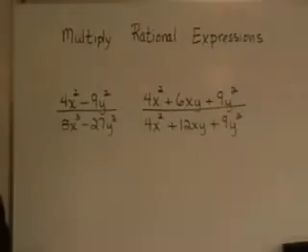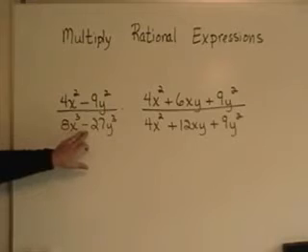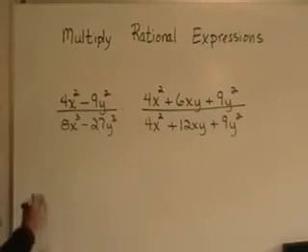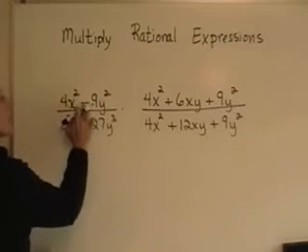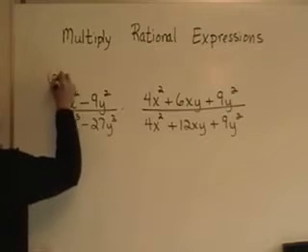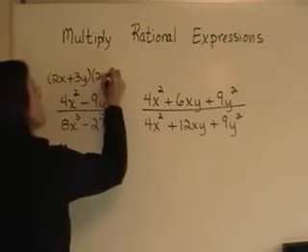For my intermediate algebra students, here's a problem that involves the difference of cubes. Same process, multiplying rational expressions involves factoring first. So right here I have the difference of squares. So I'm going to factor that into 2x plus 3y times 2x minus 3y.